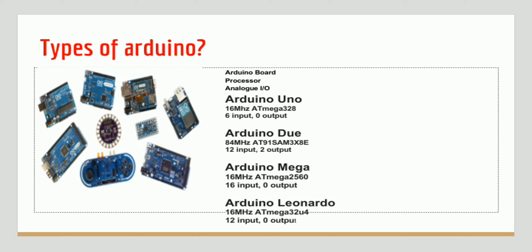So okay, now what are the types of Arduinos? Arduino Uno, Arduino Mega, Arduino Nano, Arduino Due, etc. There are not that many, just 7 to 8 types of boards. Okay, Arduino types. Now what are the differences between those types?